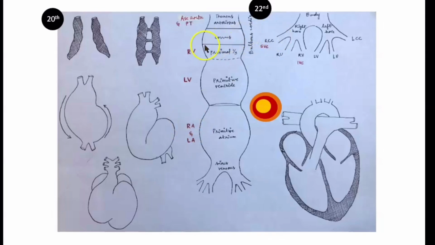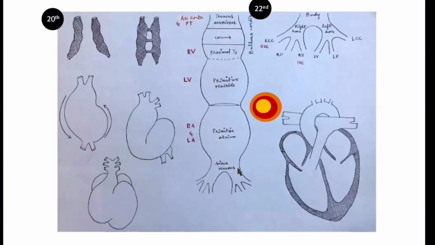So now in this you have the constrictions. This one is the bulboventricular sulcus. The bulboventricular sulcus will later form the interventricular foramen, which will again later form the interventricular septum. This is the AV canal, which will form the tricuspid and the mitral orifices, and that's it. So now this is the first stage where you have the formation of a tubular heart.